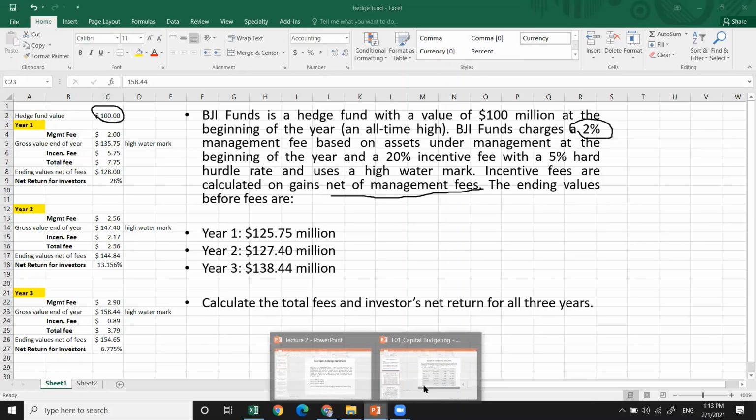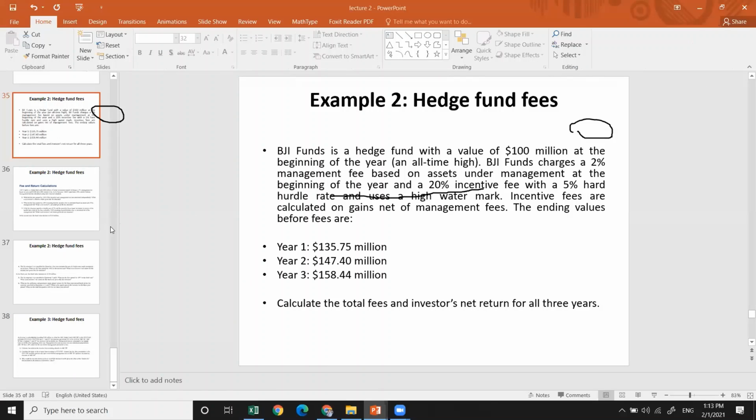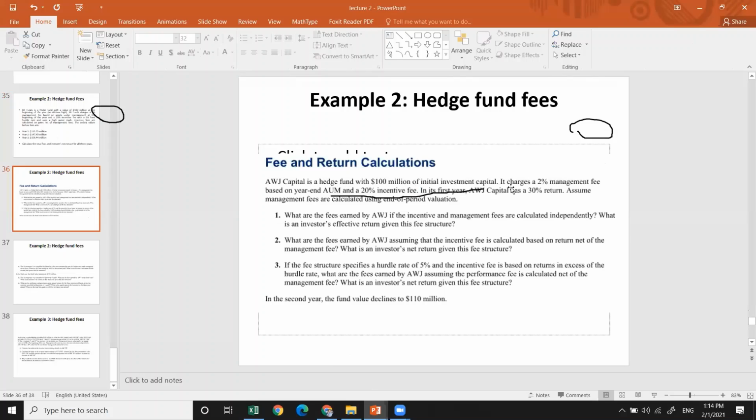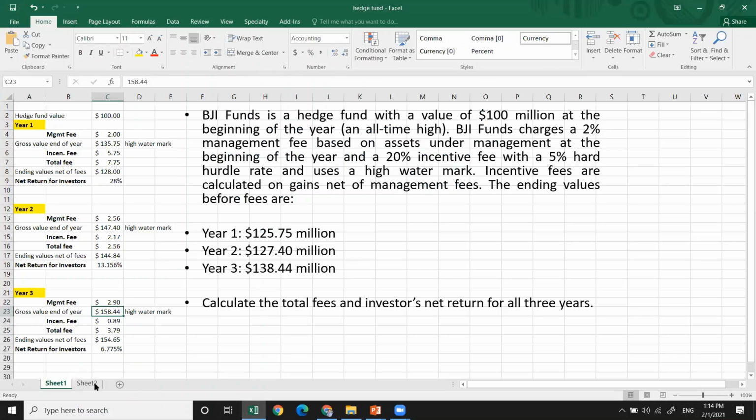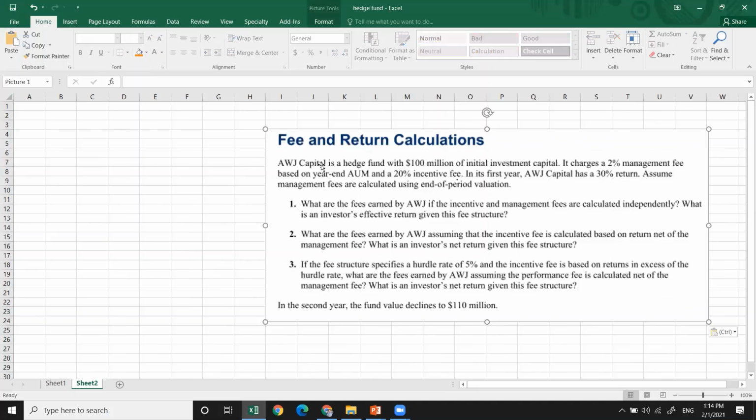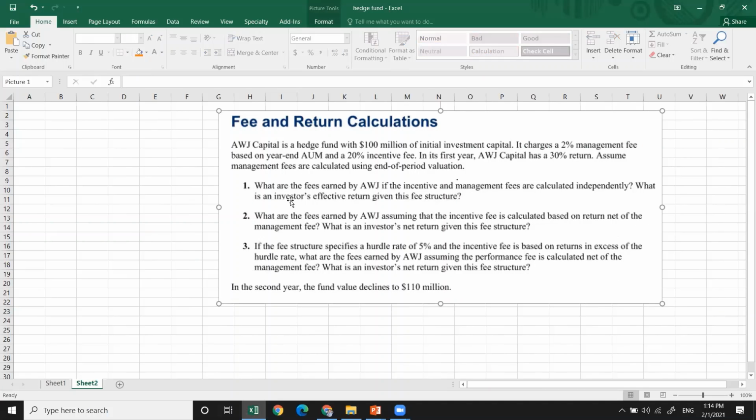Okay, now let's move to the question given here that I wanted to share with you. Can you see it clearly here, or shall I make it bigger? I see it fine. Okay, let me just copy it and paste it in Excel. Here. AWJ, hedge fund. Let me just copy this.